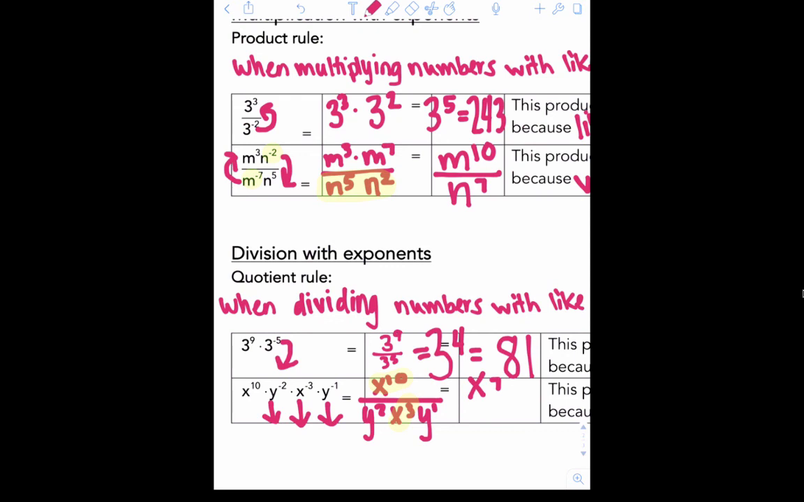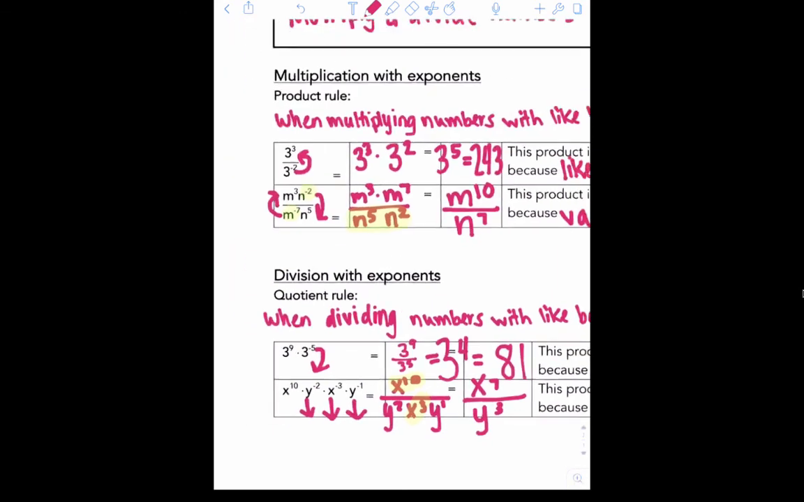I have y squared and y to the 1st in the denominator. So I'm multiplying, but I'm multiplying in the denominator. So my answer is going to stay in the denominator. Y squared times y to the 1st. Go ahead and add those exponents. So 2 plus 1 is 3. So my new exponent is 3, and my base is y, and that stays in the denominator.